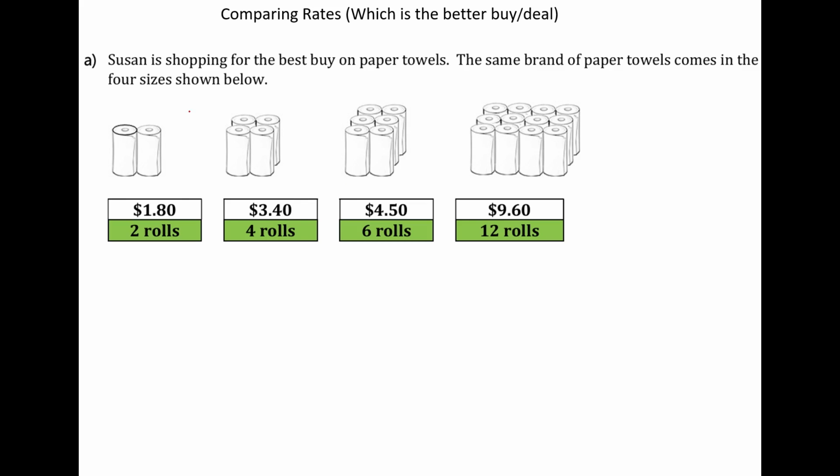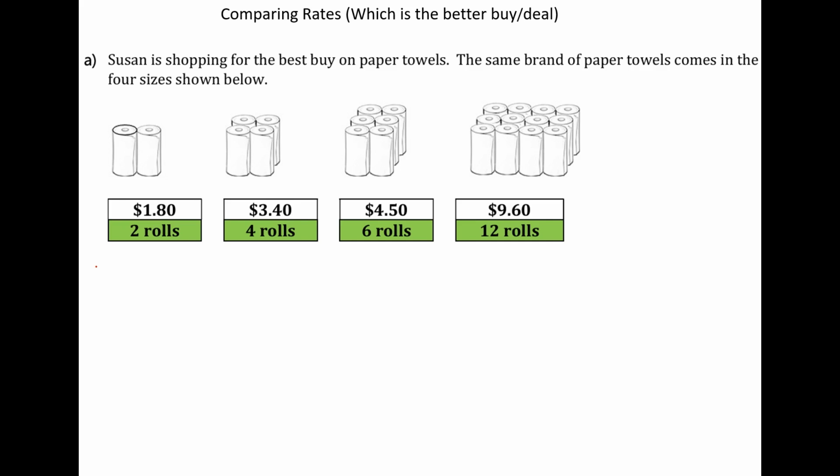So in this example we have Susan. Susan is shopping for the best buy on paper towels. The same brand of paper towels comes in 4 sizes as shown below. So we got two rolls of paper towels for $1.80, 4 rolls of paper towels for $3.40, 6 rolls for $4.50, and then 12 rolls for $9.60. Now, usually conventional wisdom is the more paper towels you buy in bulk, the cheaper it is. But in this case, let's just compare all of these four and see which is the best deal.